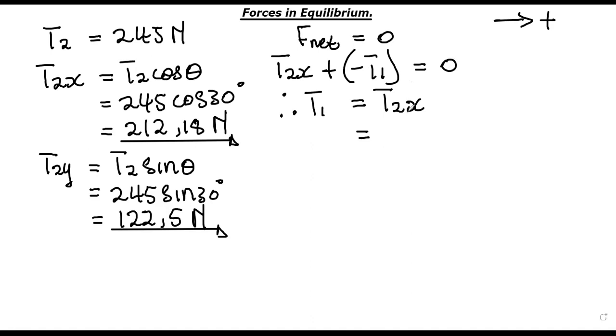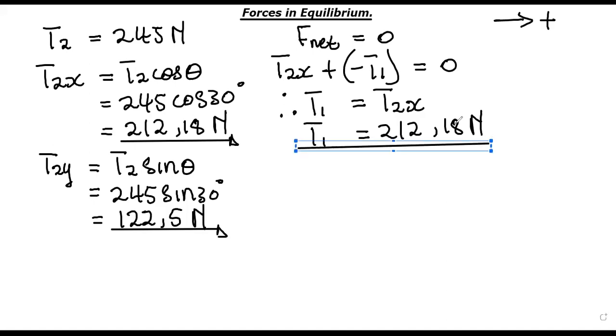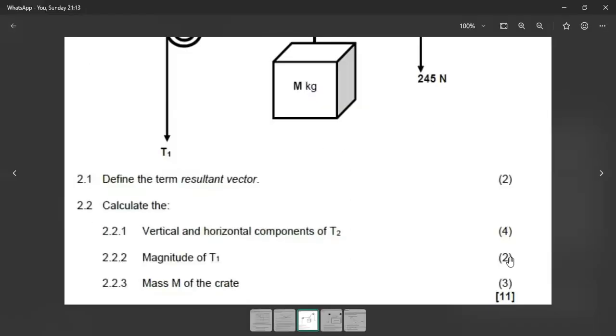And we know that T2 in the X is 212.18 newtons. So this is the magnitude of the tension force T1. That's the most important concept: the net force acting on the crate is 0. Right. So let's look at the last one. The last one says, calculate the mass of the crate.